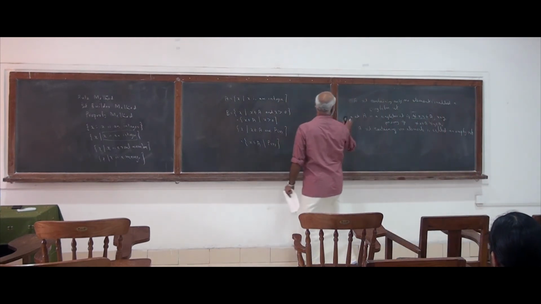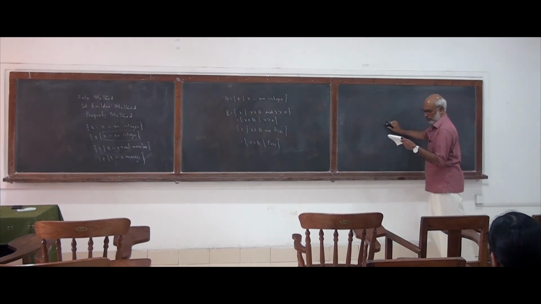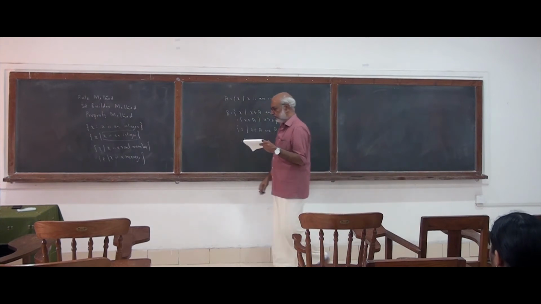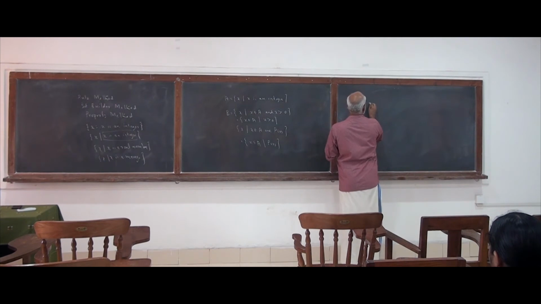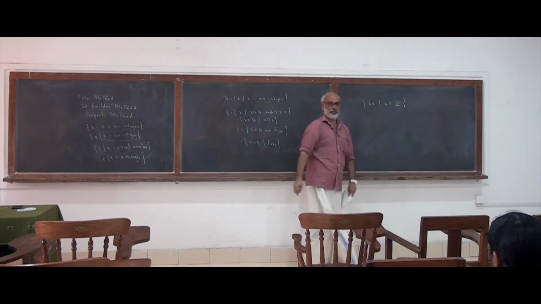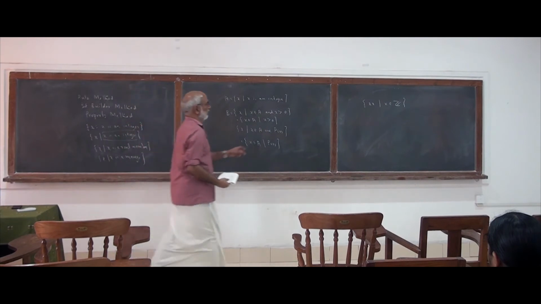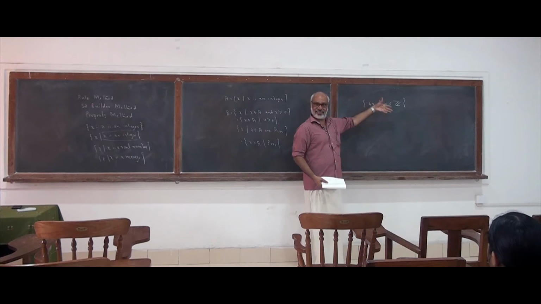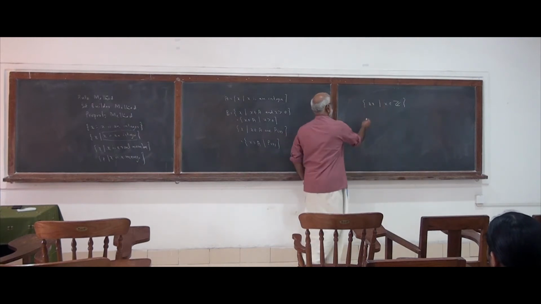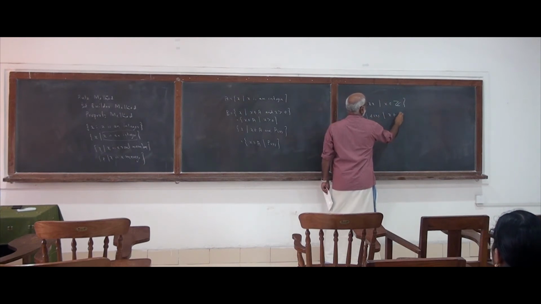And sometimes, instead of writing x here, we may be writing something like this. For example, the set of all 2x where x is an integer. Actually here we are not writing x, instead of that we are writing a function of x. That is also possible. So you can write something like this, a function of x such that x is an element of some set.